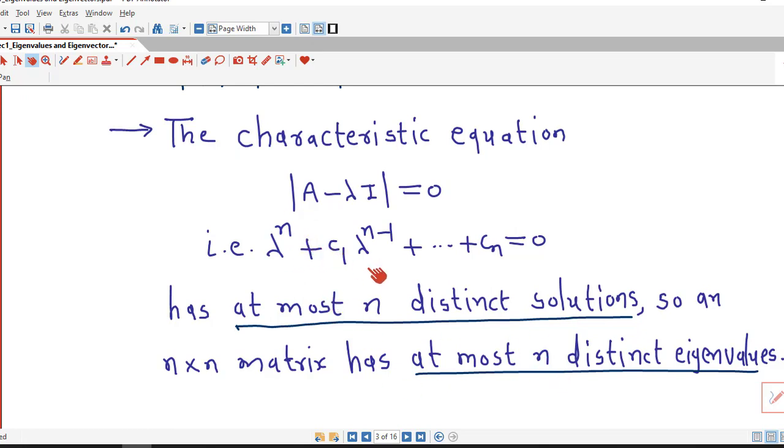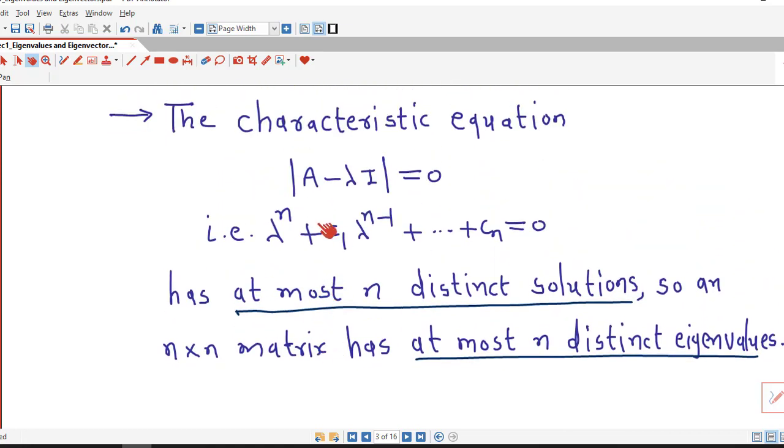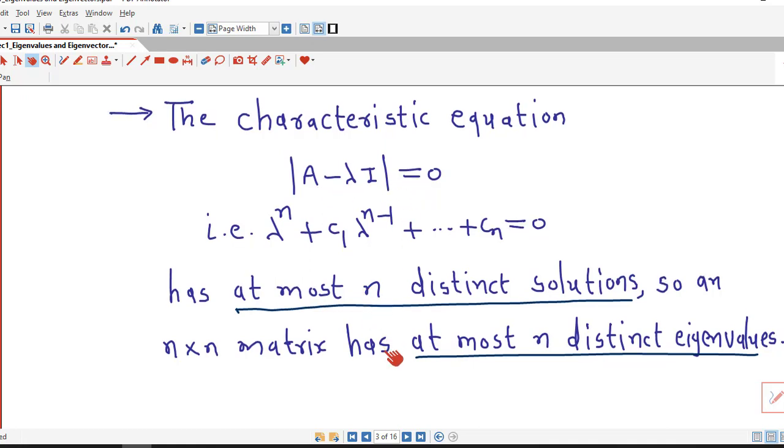For some matrices all the eigenvalues will be different. For some matrices some of the eigenvalues may be repeated, or all the eigenvalues may be repeated. That depends on the given matrix. But for any given matrix, the maximum number of eigenvalues is n if capital A is a square matrix of order n. So to find the eigenvalues of a given matrix of order n, the first step is to solve the characteristic equation determinant of A minus lambda I equal to 0.